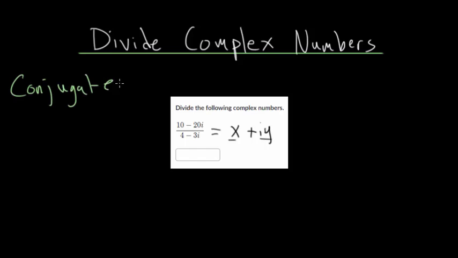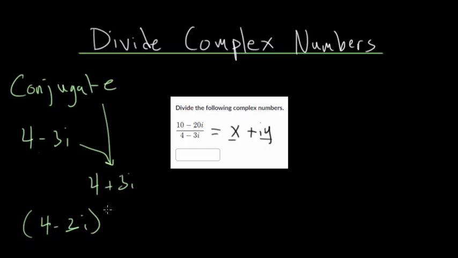And the conjugate is a fairly simple idea. Let's say I'll start with this denominator, 4 minus 3i. The conjugate of this is just 4 plus 3i. So you keep the real part the same, and you just change the sign of your imaginary part. Now, why do we care about this thing called the conjugate? Well, when we multiply these together, notice that we have a difference of squares. We have the same terms, just different signs, and whenever you have that, it's a difference of squares. So when we multiply it out, the middle terms are going to cancel out.